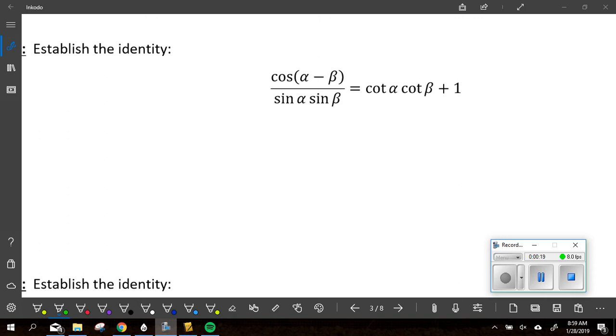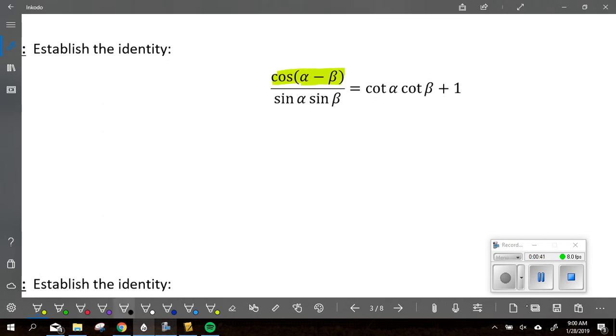Same concepts apply here. When you look at this one, how do you know that we're going to use sum and difference identities? You've got alphas and betas and you're subtracting. That's what our formulas look like. So the only difference between what we did last week and this week is that I see that, and I should probably apply a sum and difference identity.